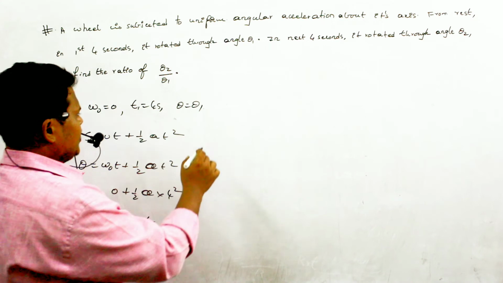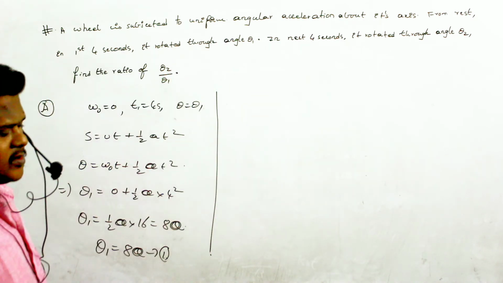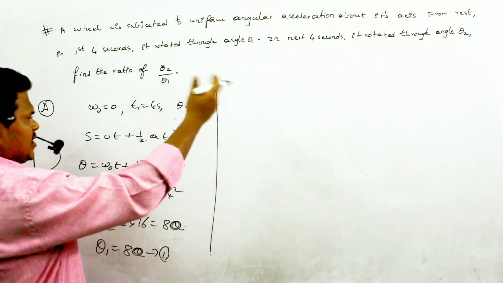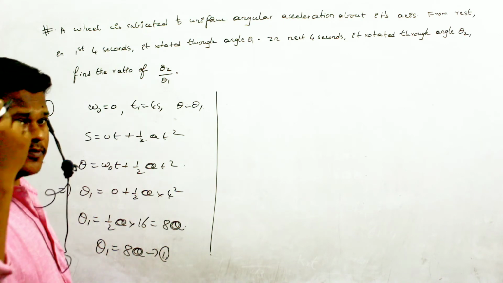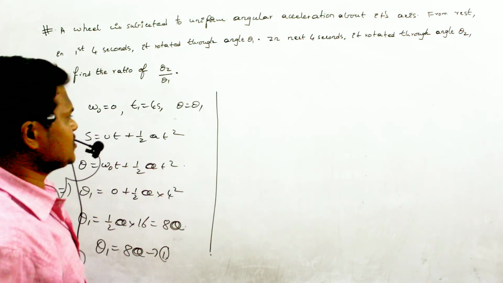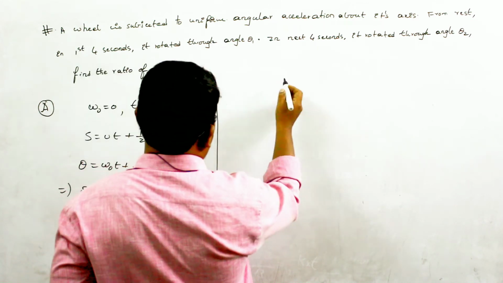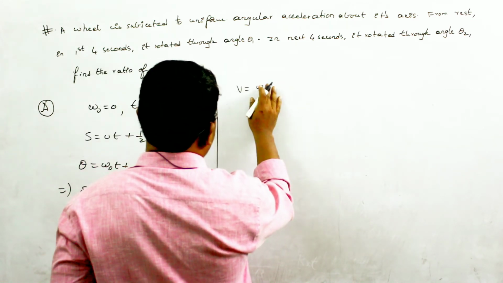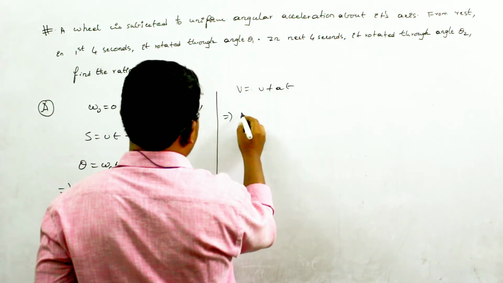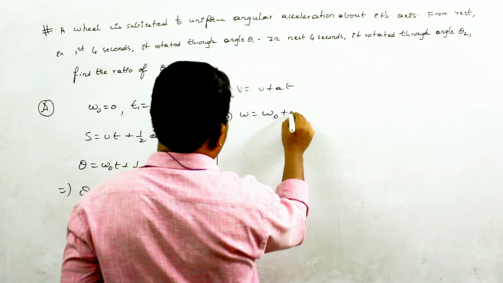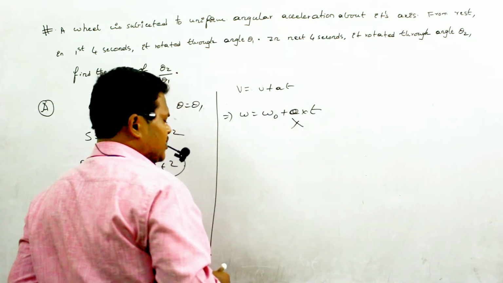Now for the second interval, it is given that it is after 4 seconds. So for the second interval, definitely omega naught is not equal to 0. So after 4 seconds, we are supposed to find the final angular velocity, which we can calculate using the relation v is equal to u plus at. The analogous equation of circular motion is omega is equal to omega naught plus alpha into t. But the problem is that the alpha value is not given here.